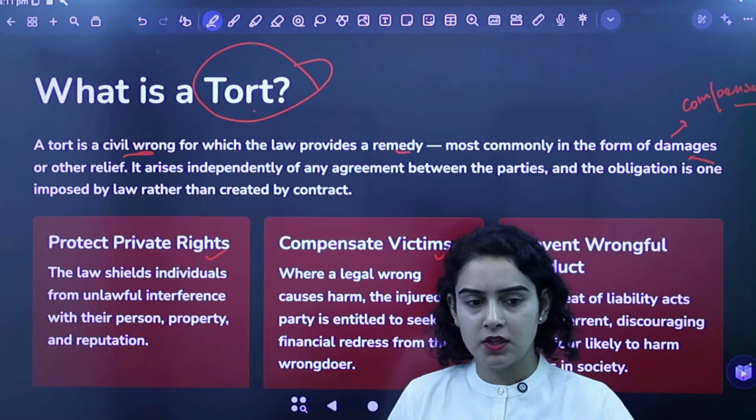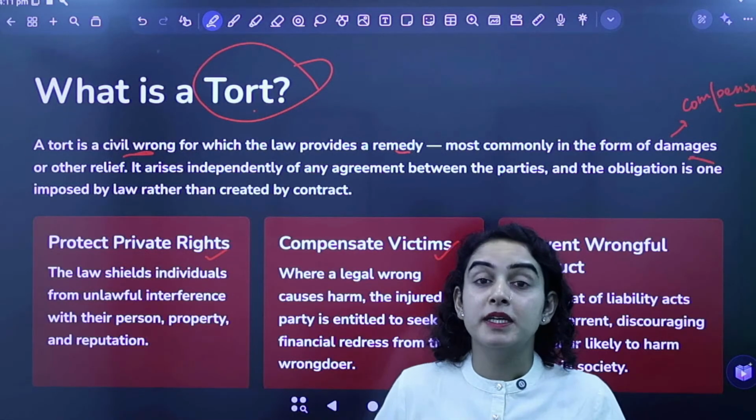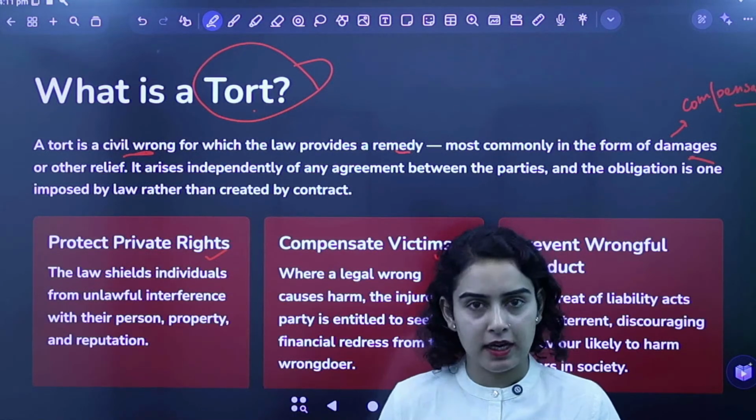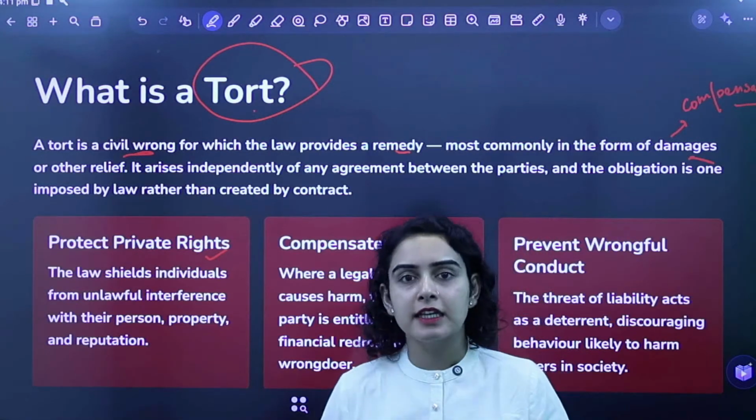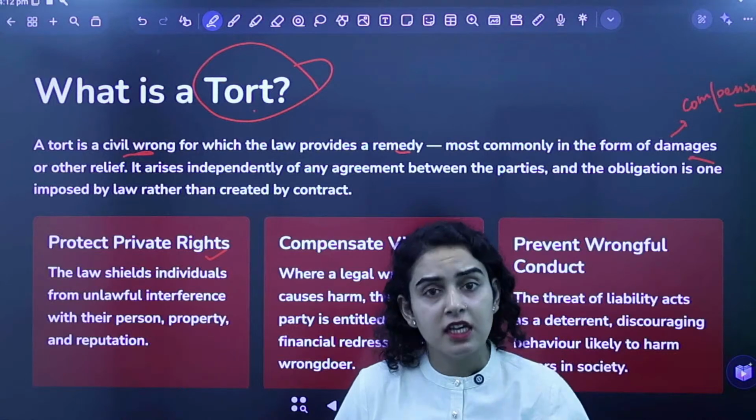Now, let's say you're driving on the road and you bump into someone else's car. This is not something that you have pre-decided. This is not something that you have pre-planned. आप अपने घर से ये सोच के नहीं निकले थे कि you are going to bump into someone's car and you're going to damage somebody's car, but you have done it now, right?